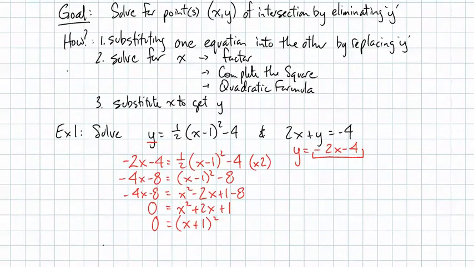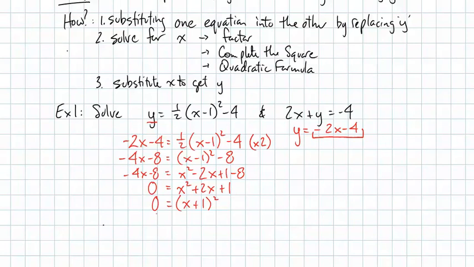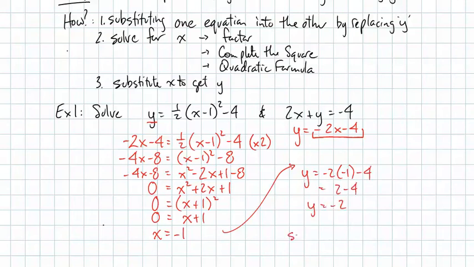Then I'm going to isolate for x by square rooting both sides. Square root of 0 is 0. And bringing 1 to the other side, x equals negative 1. I now found x. I'll use that to go find y. I'm going to use the relation here that y equals negative 2x minus 4. So that's 2 minus 4, and y equals negative 2. So my solution is the point (negative 1, negative 2).